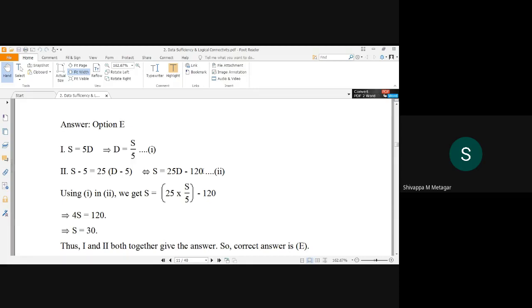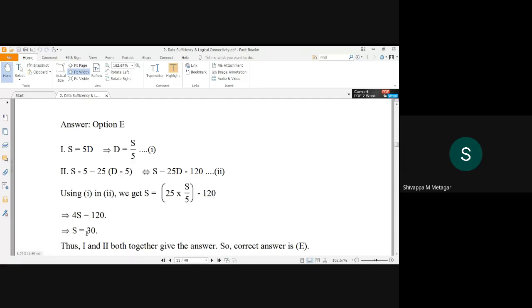Here we have to solve this one, and then here you just have to put the value of d. What is the value of d? Here d is equal to s minus 5. It means you have to convert d in terms of s, because we have to find it out. Then in this equation, s equals 25 into d minus 120, and here 25 into s by 5. We have converted it: 5 into 25 and minus 125.